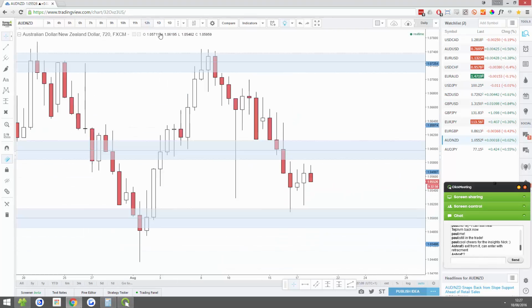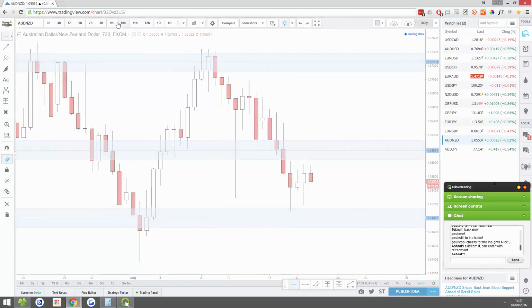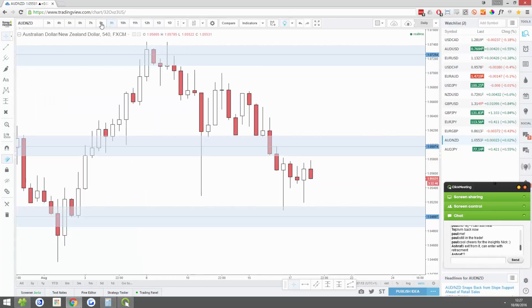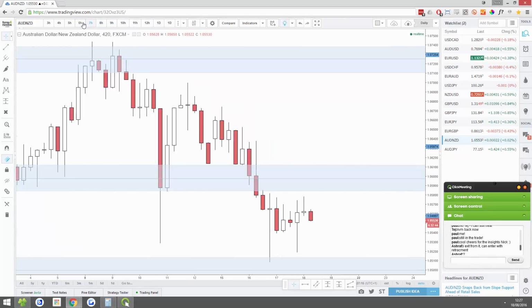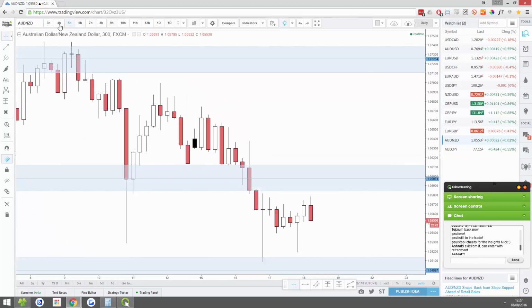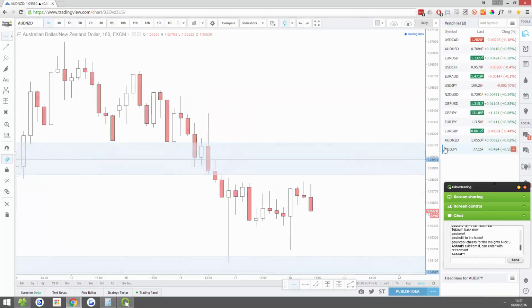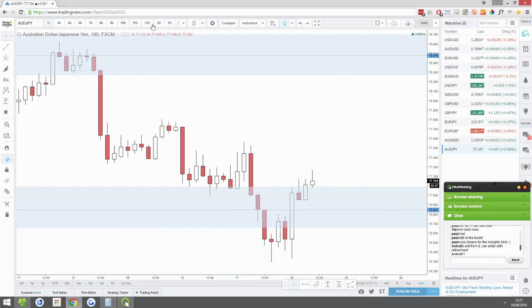AUD New Zealand, let's take a quick look here, but it's in between two support resistance areas, so we're not going to get any trade setups. AUD JPY.